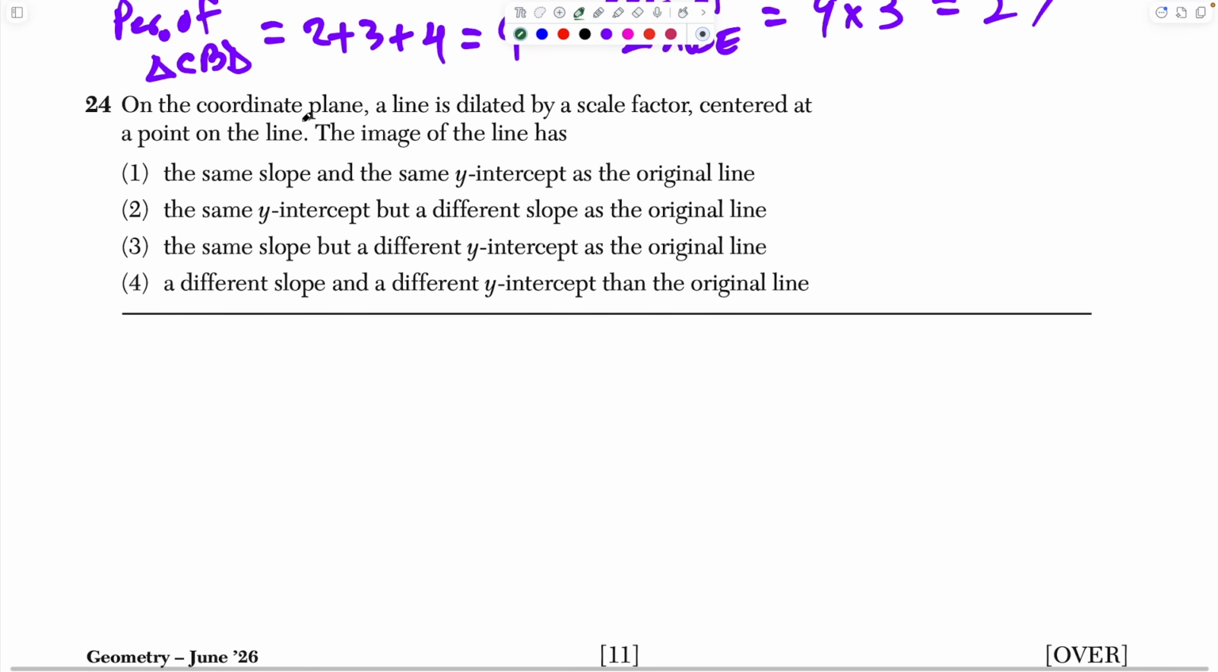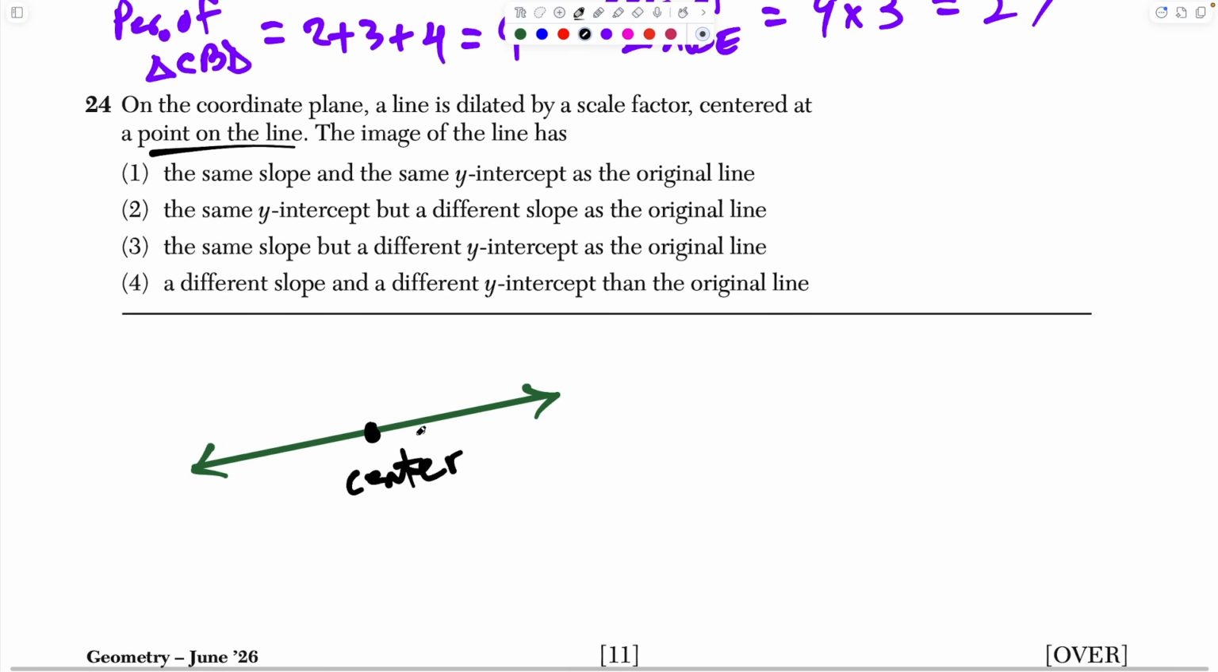Question 24, on the coordinate plane, a line is dilated by a scale factor centered at a point on the line. The image of the line has, and we have these 4 options to choose from. Well, just know the concept, when you have a line, let's say like this, and your center of dilation is a point on the line. So that means, let's say we have a center like this.